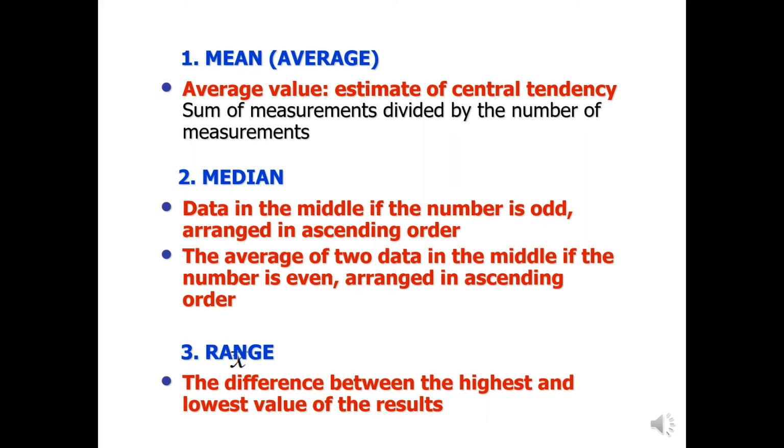Okay, the mean is of course the average value of all the replicates that we are studying. The median is when the data are arranged in increasing or decreasing order. If it is an odd number, easy, you select the middle. If it is an even number, then you take the two in the center and divide by 2. Okay, so that is the median. And then the range, from the smallest number to the highest number, that is the range of the data.